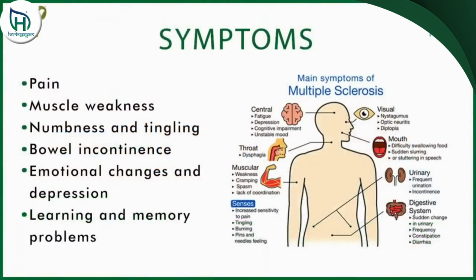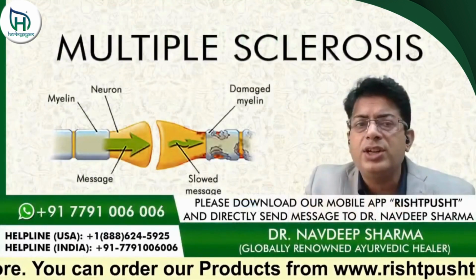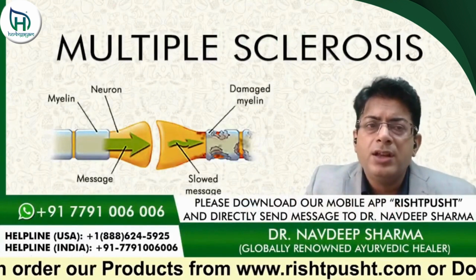Going further in the symptoms, the person will have pain, muscle weakness, numbness and tingling, and bowel incontinence. That again is a problem. A patient of multiple sclerosis may not be able to control the natural urges of defecation and urination. Then emotional changes and depression are a very common feature, and learning and memory problems are also there when a patient is suffering from multiple sclerosis.